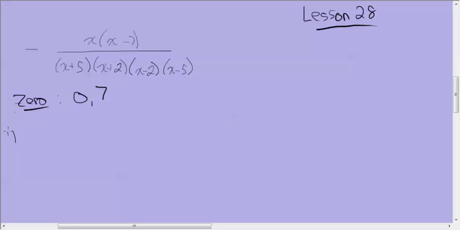All right, what makes a fraction not exist? What gives us a vertical asymptote? We're going to call our vertical asymptotes poles. For what values of x do I have a pole? Well, I'll have a pole when x equals -5, x equals -2, x equals 2, and x equals 5. Okay, so that's the first thing we have to know. Where are my zeros and where are my poles?